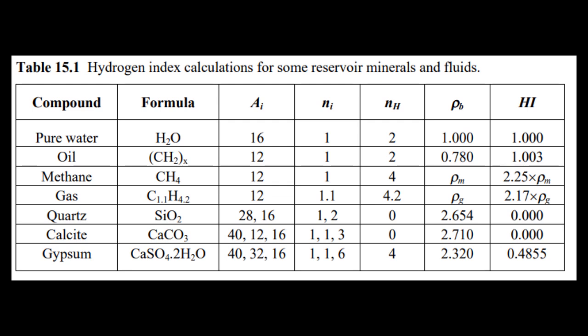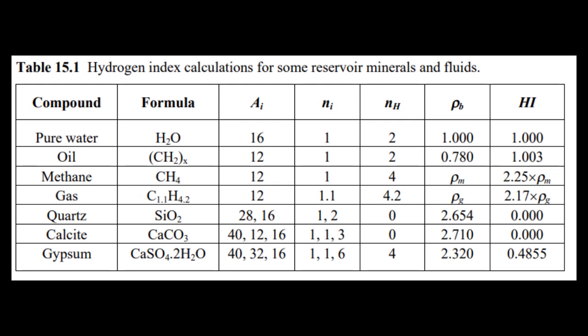But methane and gas are different because, although they contain hydrogen, their density is much lower than liquids. Since hydrogen index depends on hydrogen per unit volume, gas is going to have a much lower effective hydrogen concentration in the formation. That is why in gas zones we can see the neutron porosity reading a low porosity value.